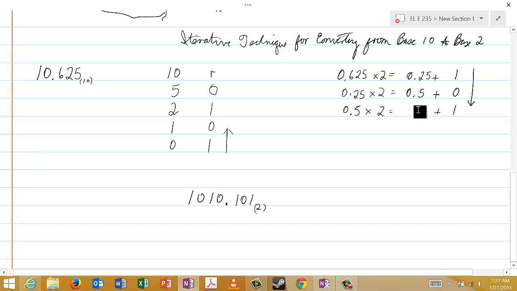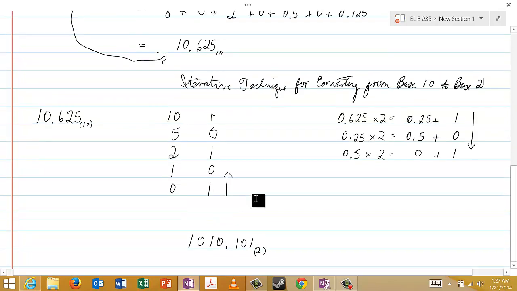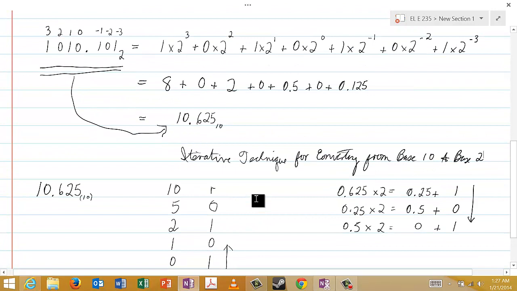When the fractional part is 0 here, that tells you to stop, and so we have here in this column 1, 0, 1. This column we read from top to bottom, 1, 0, 1, and here is our final answer, 1010.101. And in fact, if we scroll above, that is exactly what we had before. So this is indeed the binary equivalent of 10.625 base 10.